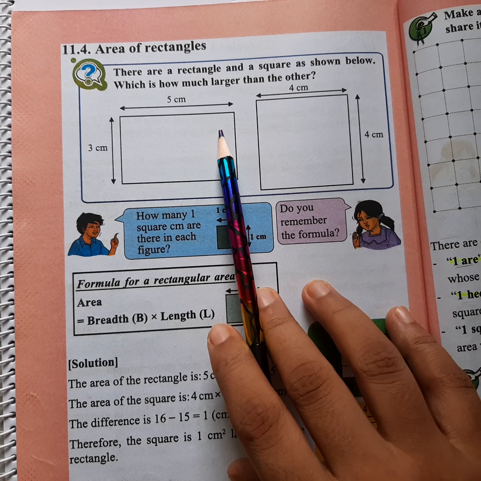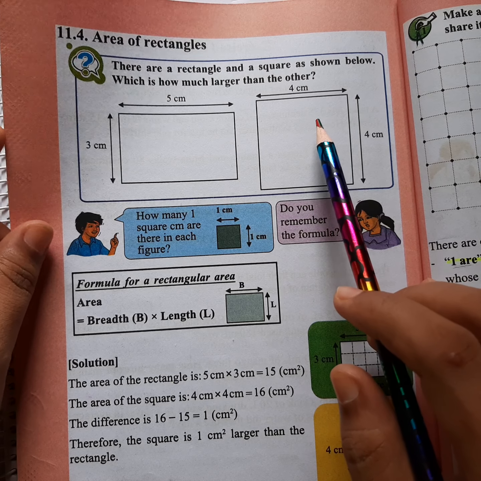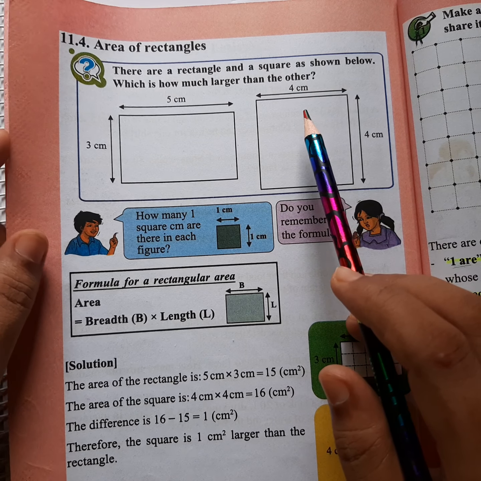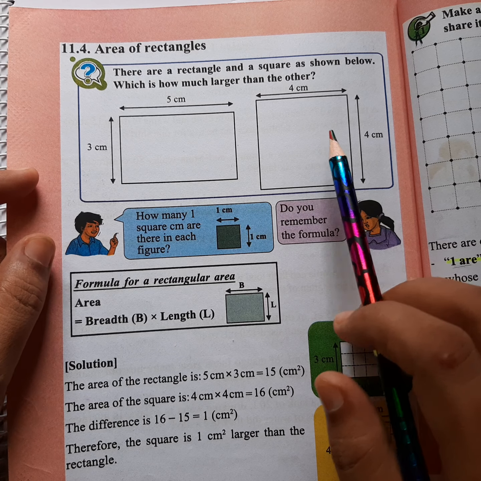We have to find that out first, okay. But here we also have a square. It is also one kind of rectangle, known from your class 5 geometry chapter. I hope you remember that part, okay.